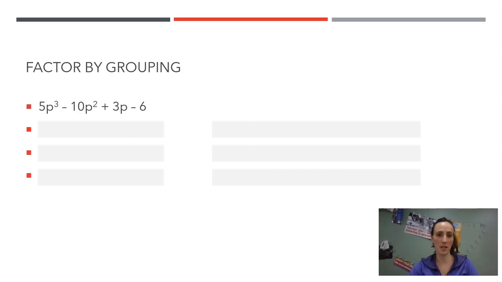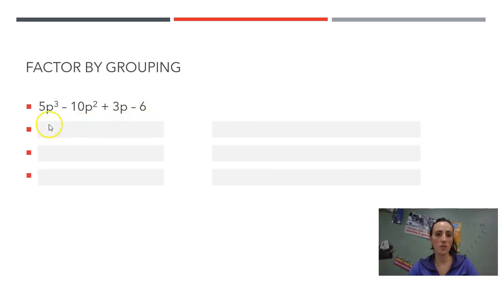Factor by grouping. 5p cubed minus 10p squared plus 3p minus 6. Anytime we want to factor, the first thing we want to look for is if there's any number that can be taken out of all terms in the polynomial. And in this case, we do not have anything that all terms share.